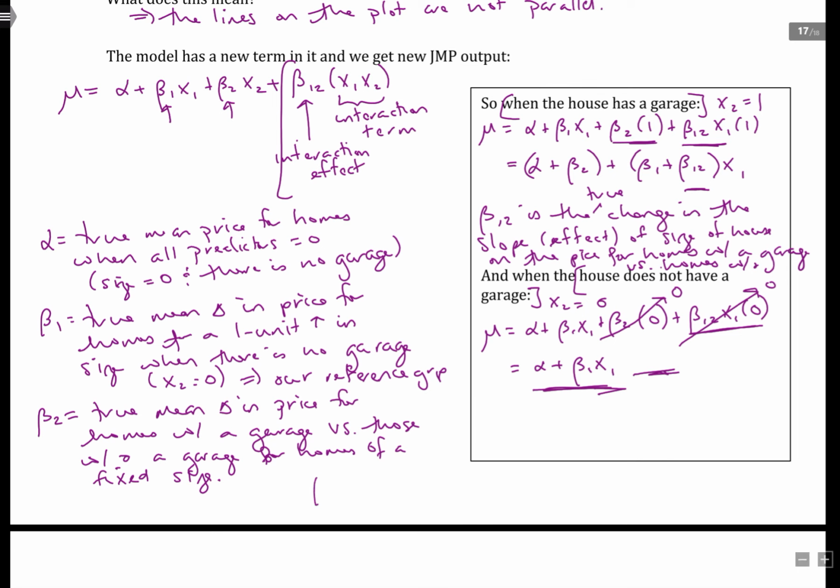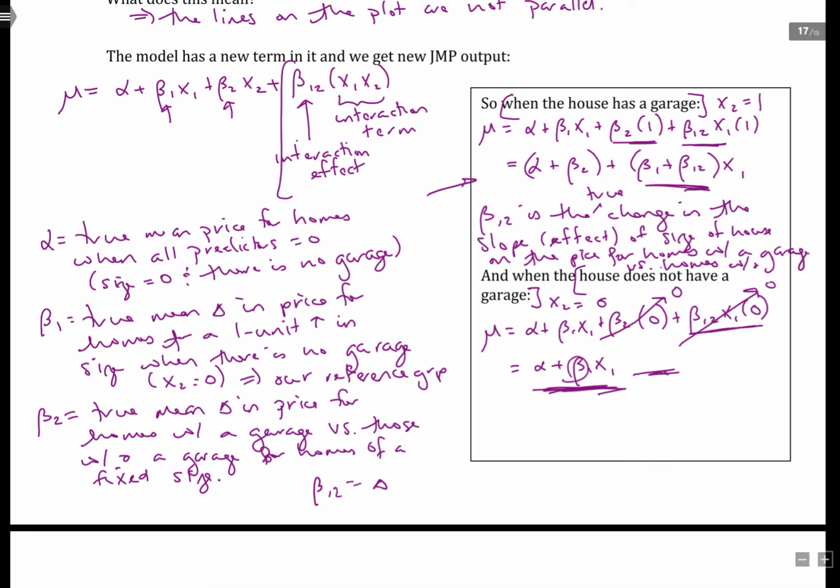And then finally, this beta 1,2, as we've just seen, tells us, well here, beta 1 is the slope on x1, but only when x2 equals 0, so only for homes without a garage. Beta 1 plus beta 1,2, up here in the second model, is the total slope. So beta 1,2 tells me how different that slope is, how much more steep or how much less steep. So really, the change in the true slope for homes with a garage versus homes without.